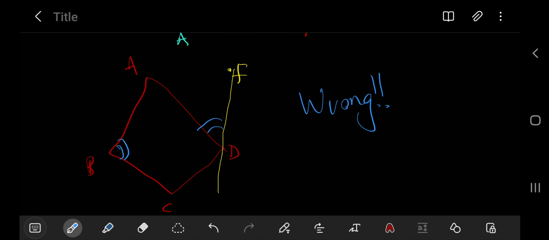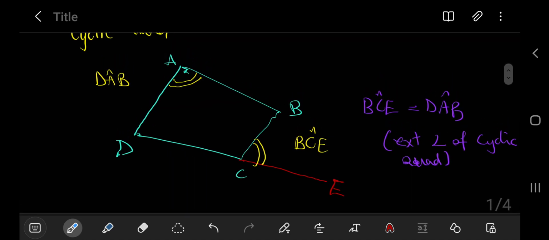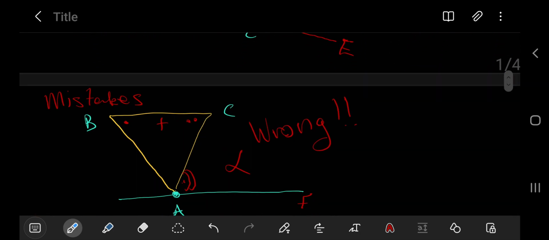Why? That is because you can see that this line DF is not a continuation of one of the sides, so it cannot be an exterior angle. Okay, so that is not an exterior angle because it is not a line that is continuing from one of the sides, right? So for you to have an exterior angle in a cyclic quad, one of the sides must be a continuation, right? Okay, so let us have some practical examples from past papers.